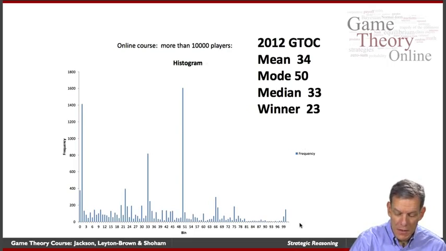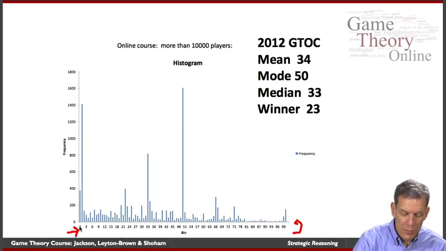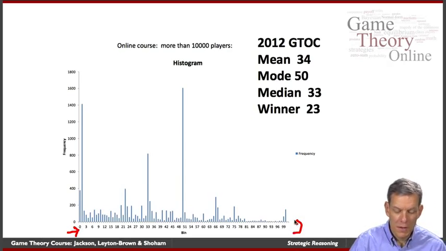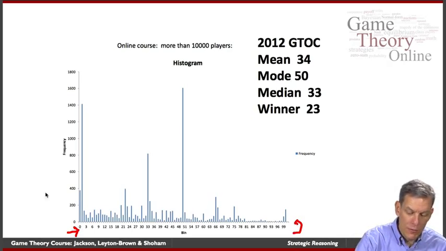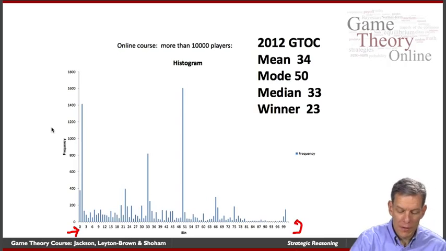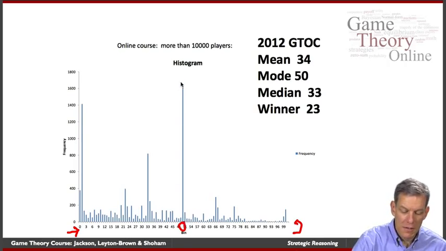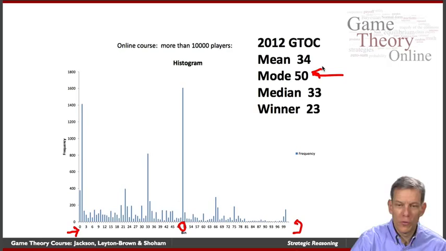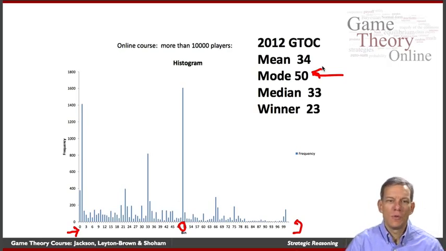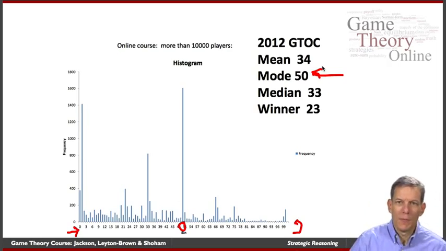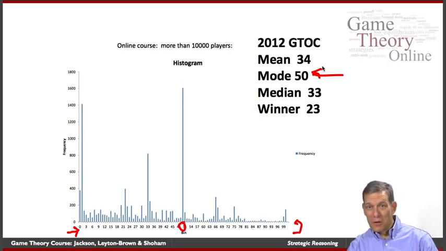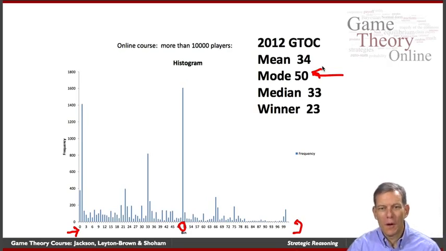What do we see? So down here on this axis, we have integers going from 0 to 100. And then over here, we have the frequency. So how many people named a given integer. So the 50 right here is the mode. The most often named integer was 50. 1,600 people named 50. Well, obviously they hadn't gone through all the reasoning, and it takes a while to sort of figure out what the equilibrium of this game is.